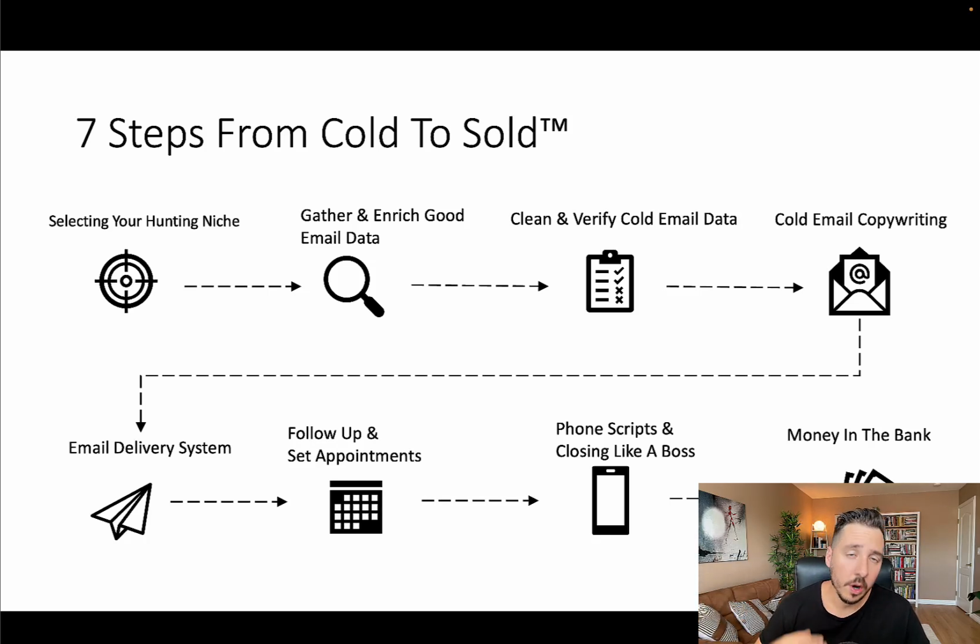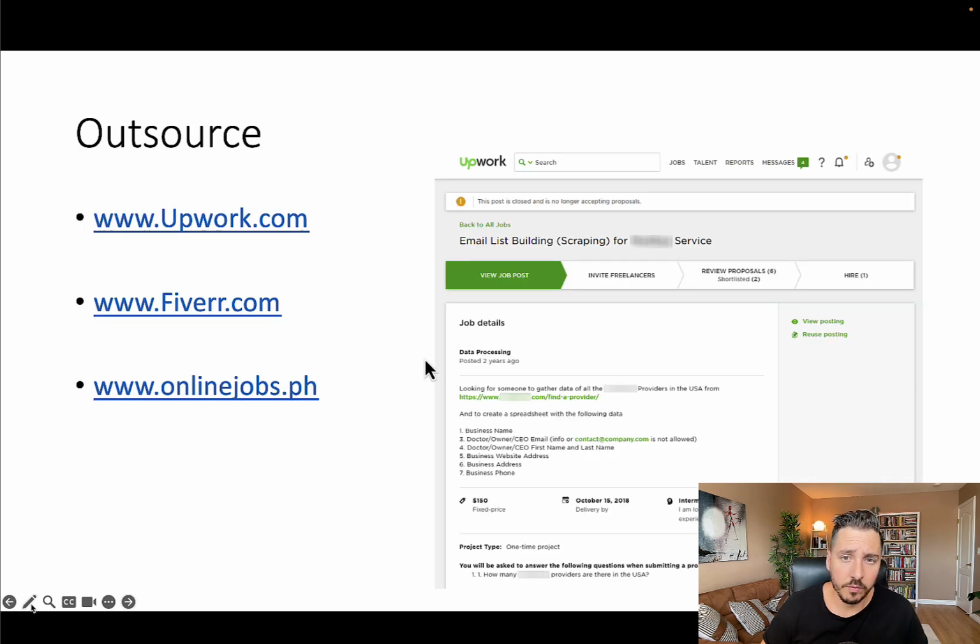We're going to continue where we left off, which is the 7 steps from taking someone from cold to a sold prospect. We covered in the last video going out and selecting your hunting niche. In this video, we're going to cover these 4 parts: gather and enrich cold email data, clean and verify cold email data, cold email copywriting, and email system delivery. For this process, I recommend outsourcing the gathering, the scraping.